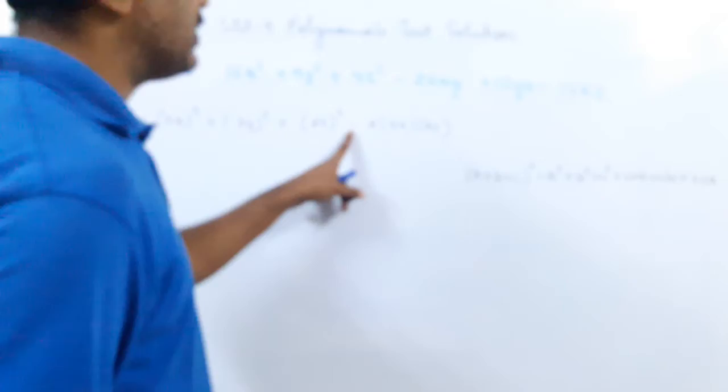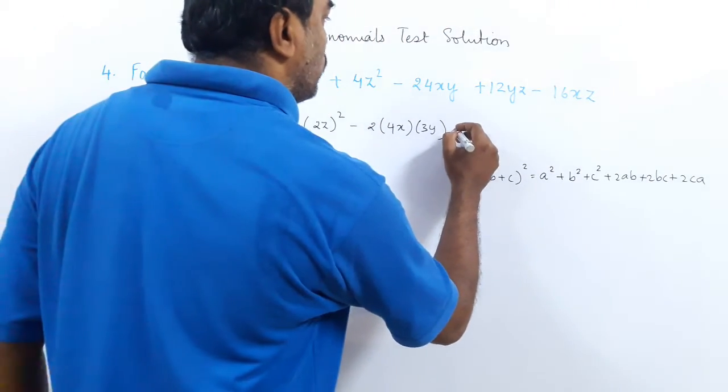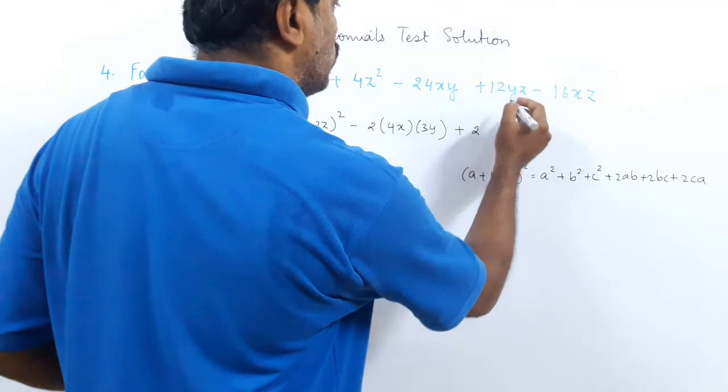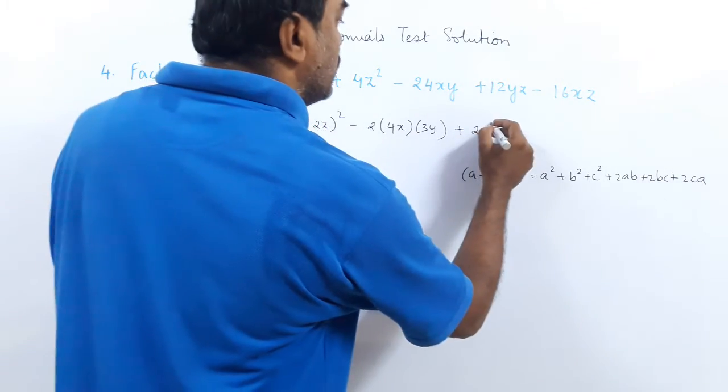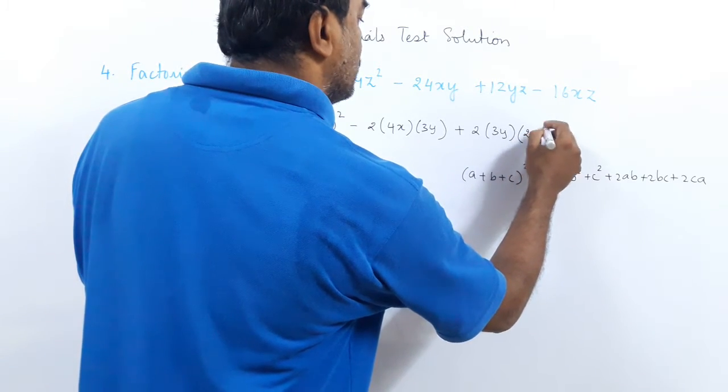8 3s are 24. So 24xy, but a minus sign. Here we have a plus sign. We'll come to that later. Now plus 2 into yz, second term and third term. So 3y and 2z. Check.